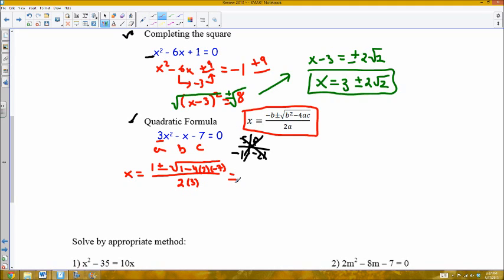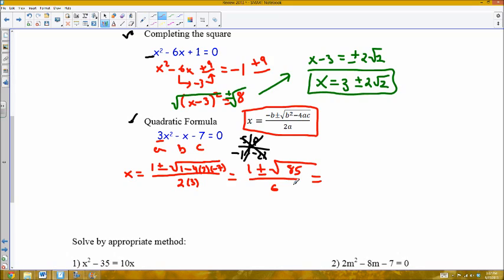Okay, so I'm going to rewrite this slightly simplified. This is 1 plus or minus the square root of, well, 4 and 7 give me 28. 28 times 3 gives me 84. So this is 1, and since I have 2 negatives, it's plus, so this will be 85 over 6.